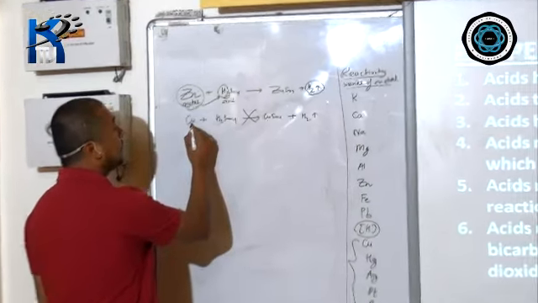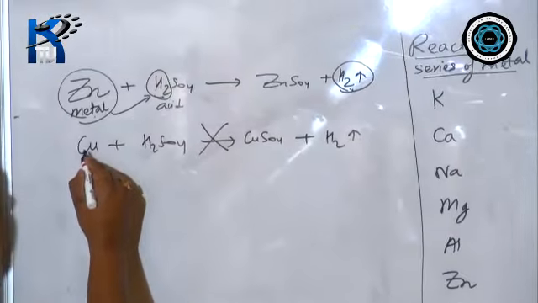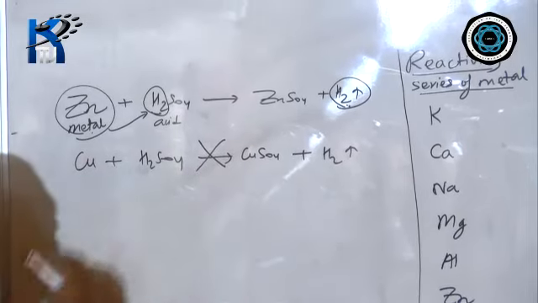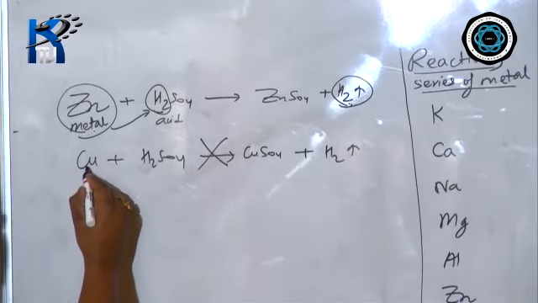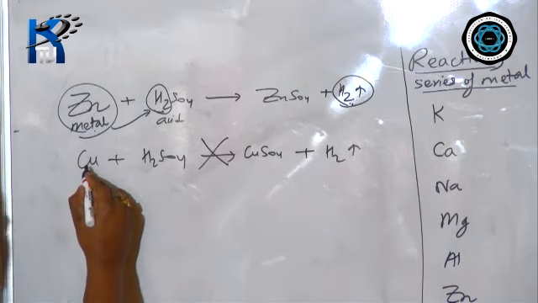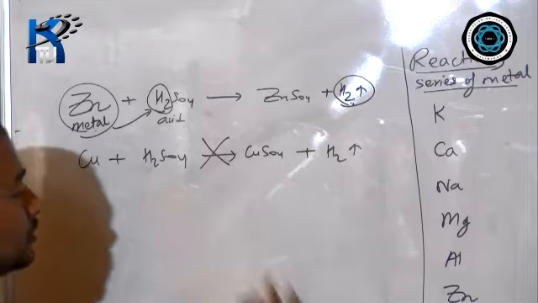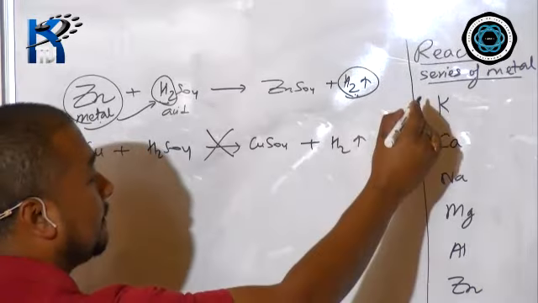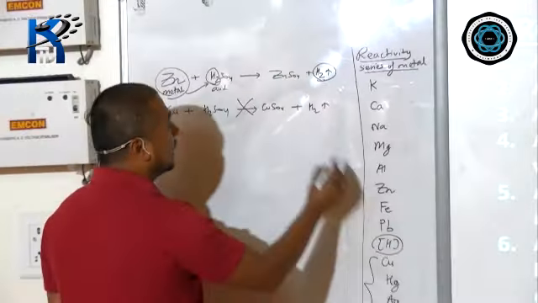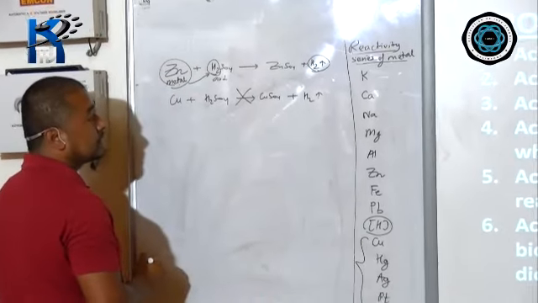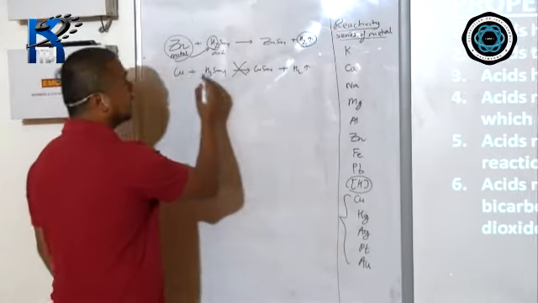So one of the metals below hydrogen is copper. So why does copper not liberate hydrogen gas with acid? If the question comes, you have to say copper is below hydrogen in the reactivity series, due to which it is less reactive and cannot displace hydrogen from acid. So do remember, only the metals which are above hydrogen are able to displace hydrogen from acid, but the metals which are below, they can't.